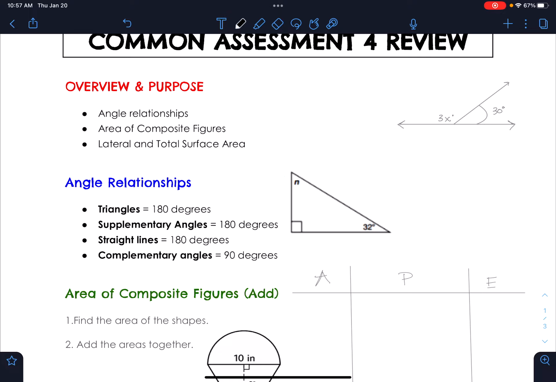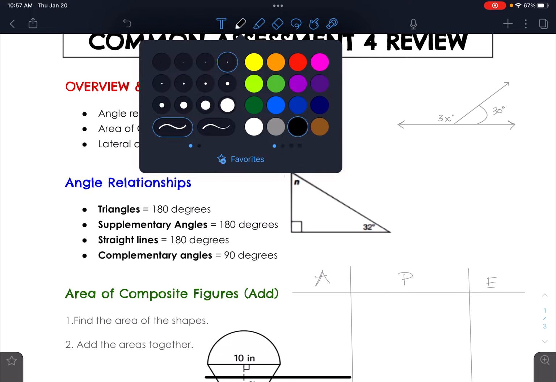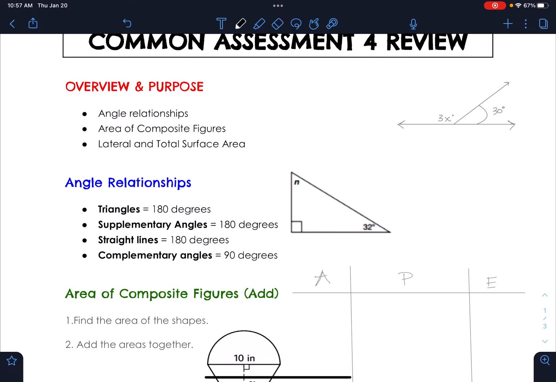So if I had a line on this one right here, these 2 angles would be complementary because they have to add to 90 degrees. So let's go ahead and start with the triangle.